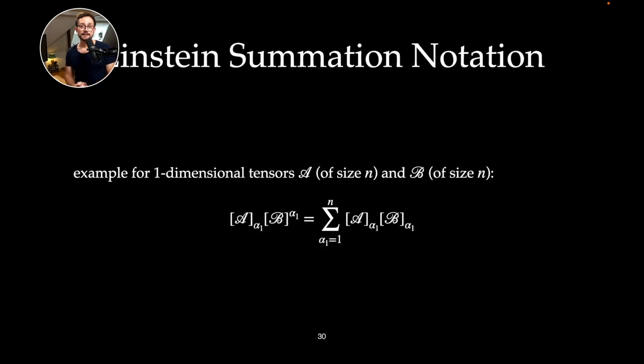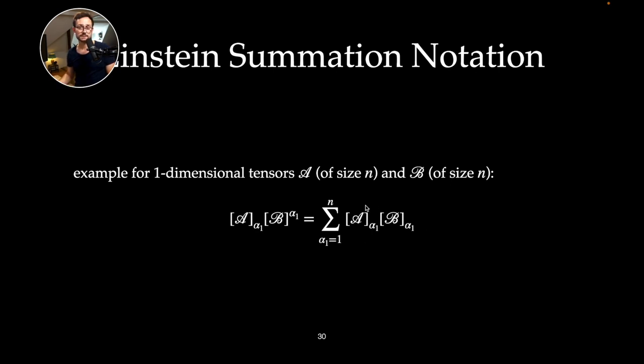So, let me first of all focus on a one-dimensional tensor A. So this is basically a vector of size n and another vector B of size n. So what I want to do is sum the first entry of A times the first entry of B plus the second entry of A times the second entry of B plus the third entry of A times the third entry of B, etc., up to the nth entry.